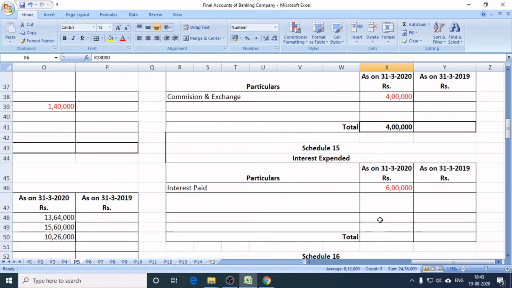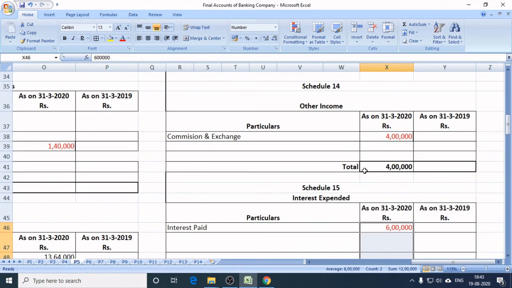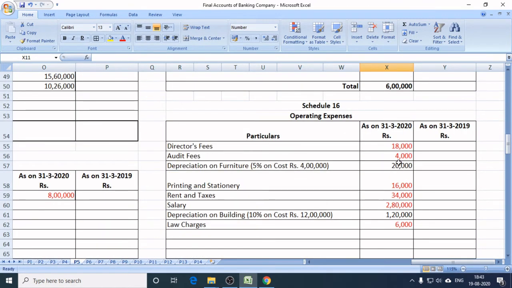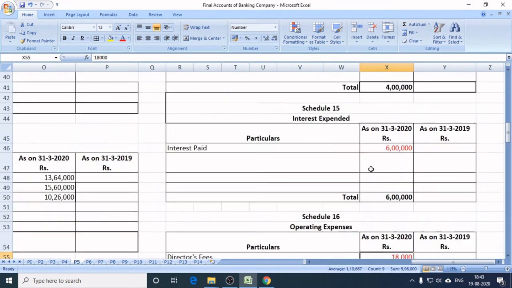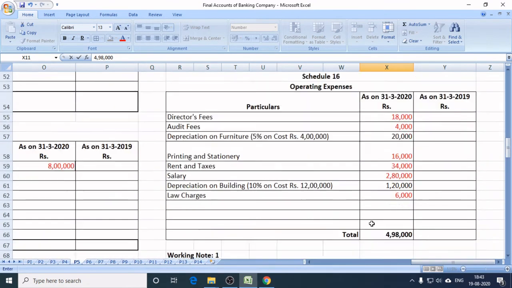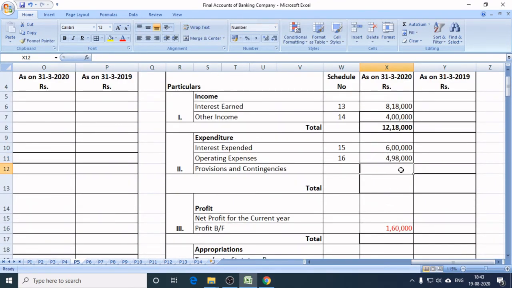Now calculate the expenditures. Now there is only one figure in schedule number 15, that is interest expended 6 lakh. So show the summary here, 6 lakh. Then we have the next operating expenses. Now make total of operating expenses. The total is 4,98,000. So show the summary here, 4,98,000. And finally we have here the figure of provisions and contingencies, there is only one item and the value is 6,000. So show here rupees 6,000. Now the total is 11,04,000.